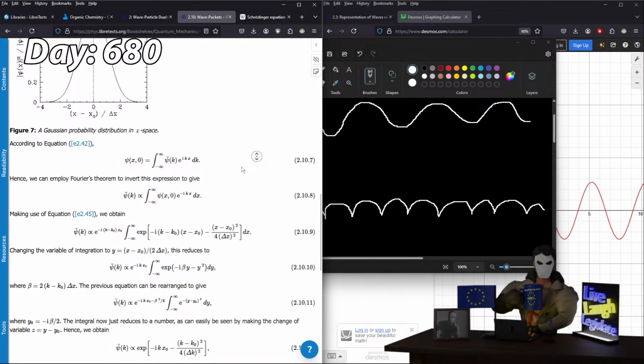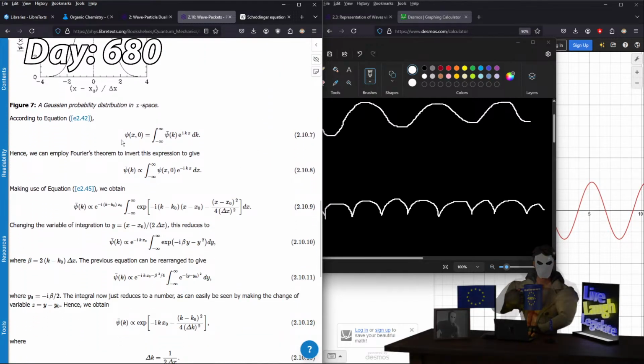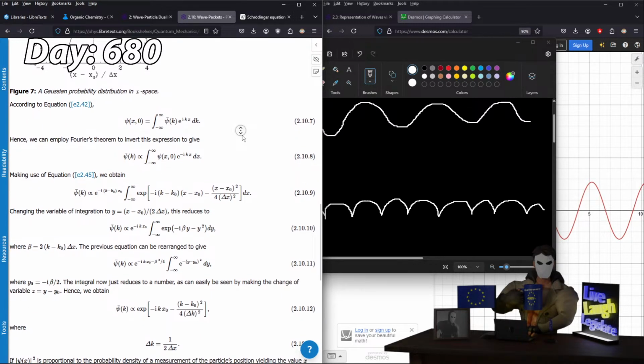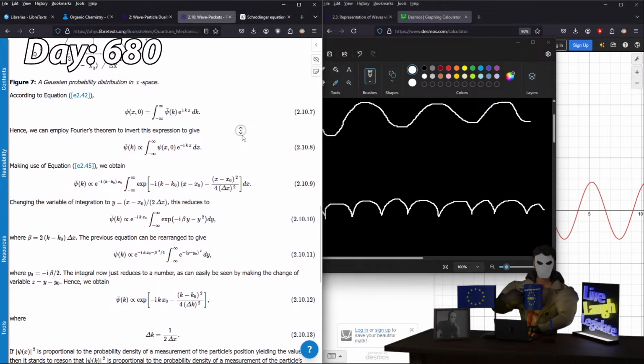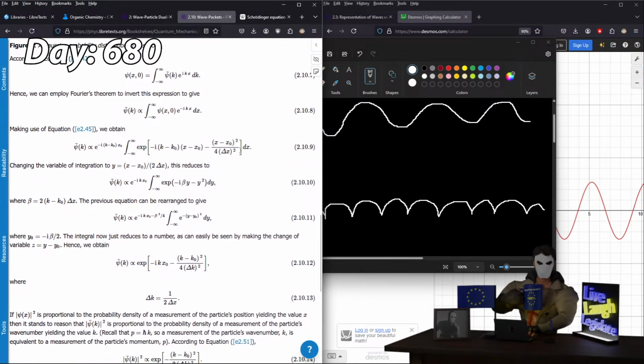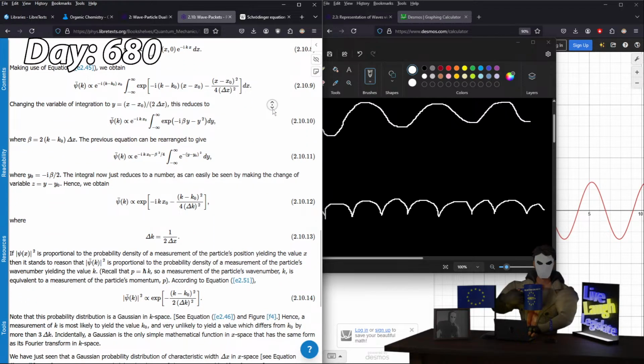Yeah, that's Gaussian. Okay, so we start with this equation at time 0, whatever. Hence we can employ Fourier's theorem to invert this equation to give. Yup, that makes sense. Making use of the equation, we obtain this. Now, what does this mean? Well, this is just the equation. Okay, sweet. Changing the variable of integration.